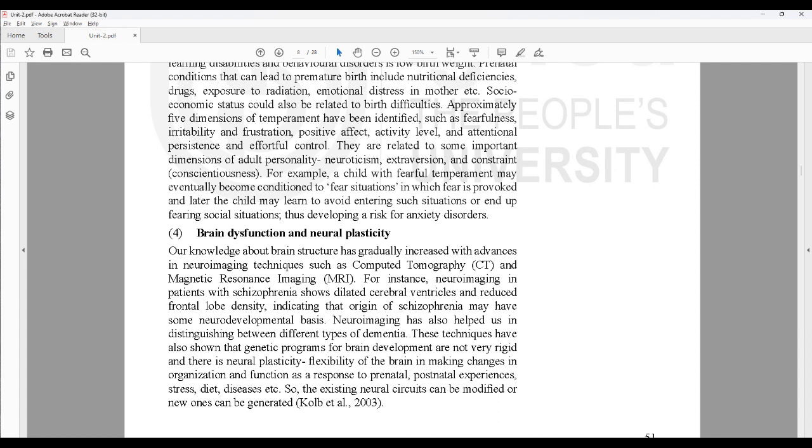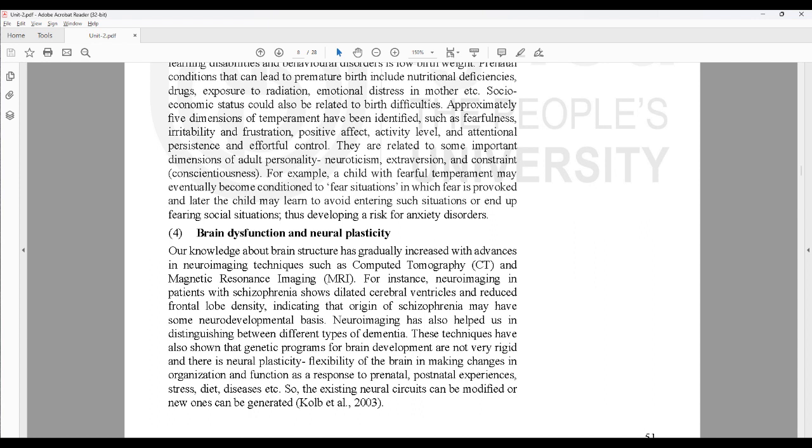4. Brain dysfunction and neural plasticity. Our knowledge about brain structure has gradually increased with advances in neuroimaging techniques such as computed tomography, CT, and magnetic resonance imaging, MRI. For instance, neuroimaging in patients with schizophrenia shows dilated cerebral ventricles and reduced frontal lobe density, indicating that the origin of schizophrenia may have some neurodevelopmental basis. Neuroimaging has also helped us in distinguishing between different types of dementia.